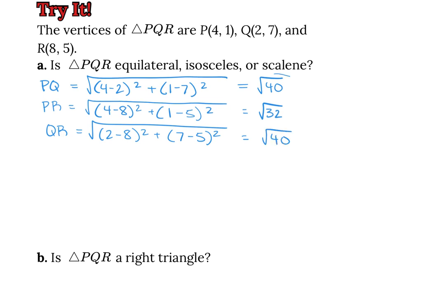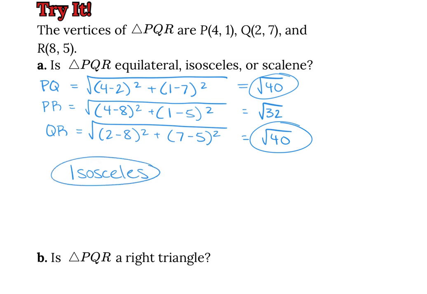So on this, I have two sides that have the same measure. So if I have two sides that are equal to each other, that means that this is an isosceles triangle. Okay, if all of those distances ended up being that square root of 40, then it would have been equilateral, but because only two of them are equal, it is isosceles.